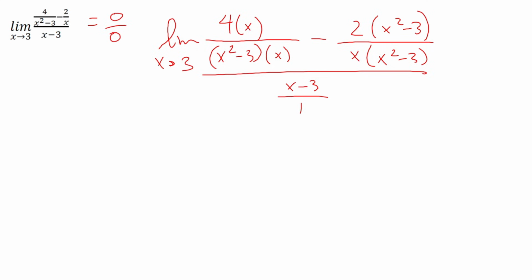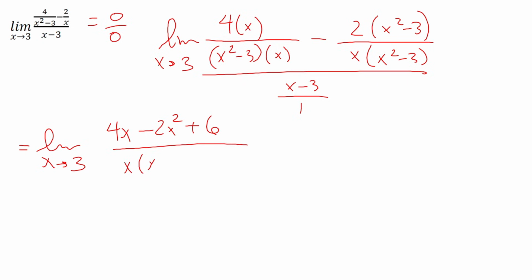This time I'll write the over 1 so that we can recognize that we're going to get rid of that and multiply by the reciprocal. So we have a limit as x approaches 3 of 4x minus 2x squared, and then plus 6, all over x times x squared minus 3 times x minus 3.